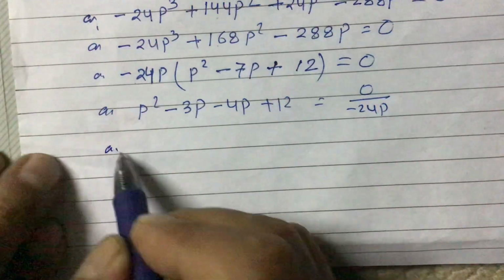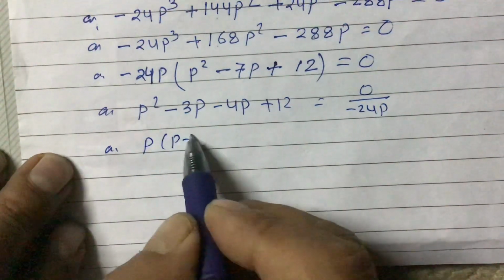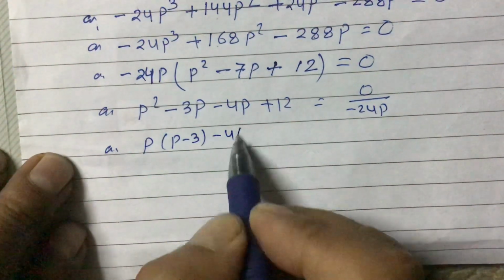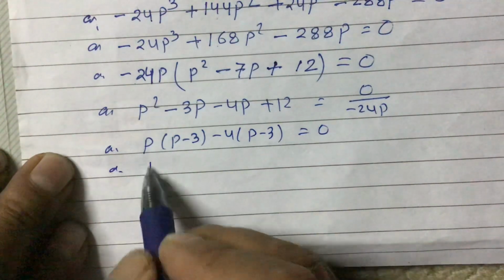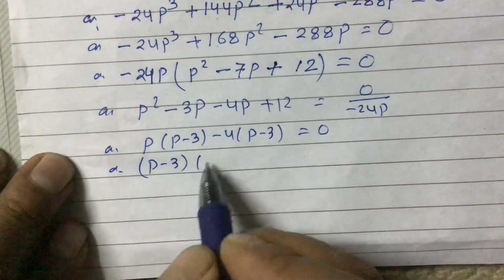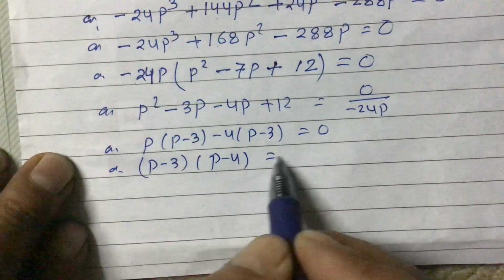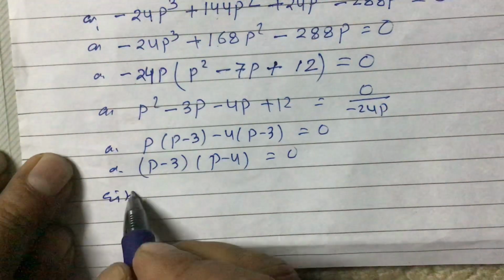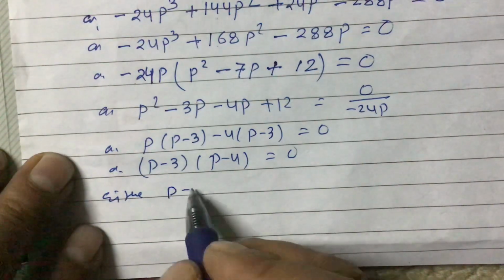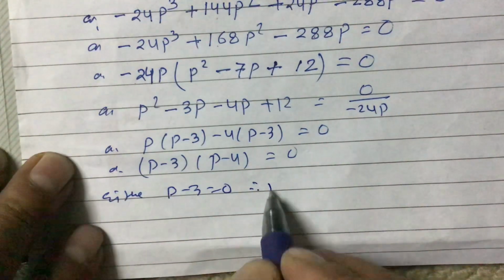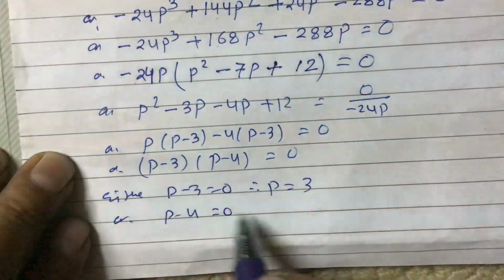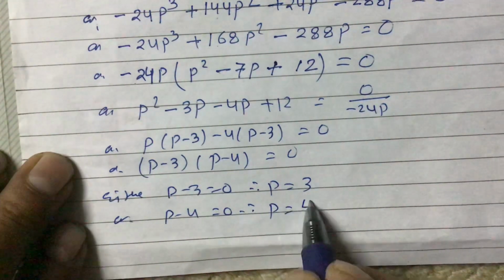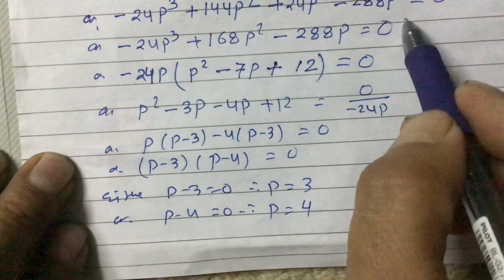Now, we can take P common. P minus 3, minus 4 common, P minus 3 equals to 0. Or P minus 3 is common, you will get P minus 4 equals to 0. Now either P minus 3 equals to 0, therefore P equals to 3. Or P minus 4 equals to 0, therefore P equals to 4 we got. Okay, we got two values of P.